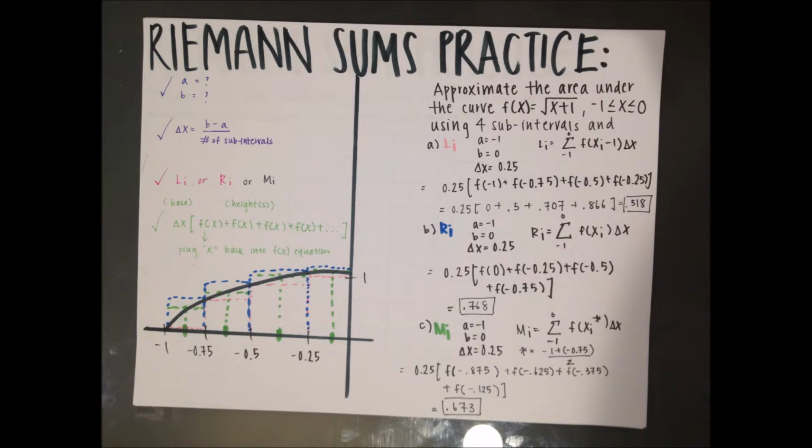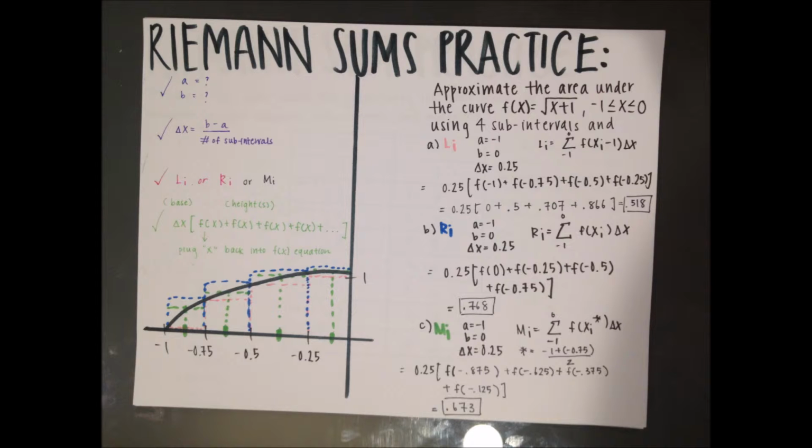Now we're going to apply Riemann sums to solving the area under a curve. These are some important steps to take. Find out what a is, which is the left boundary, and what b is, which is the right boundary. Delta x, or the base, is b minus a divided by the number of subintervals the problem tells you to have. Find out whether the problem is asking you to find left-hand approximations, right-hand approximations, or midpoint approximations. Also, to solve for f of x, just plug the x value back into the equation of the graph the problem gives you.